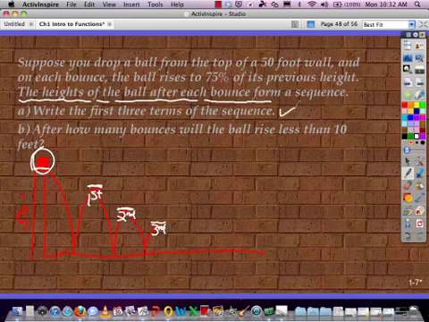And then you have to look at your numbers and see where you're at, because it's asking after how many bounces will the ball rise less than 10 feet. So they want to know, when will it get to this point? So those are two things you can do. Write out, put them in your paper, your notes, and we will discuss that when we come to class. So there's a good example of a real world situation.